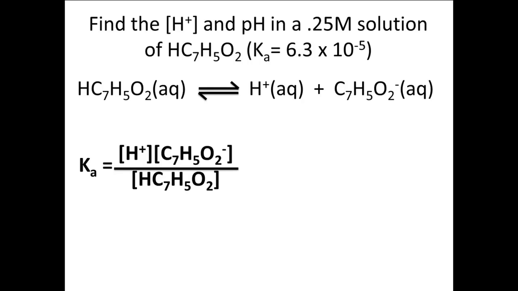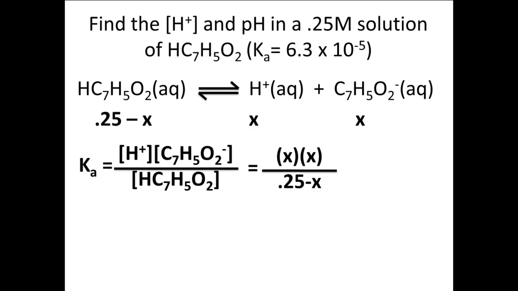The equilibrium concentrations for the three species are, for HC7H5O2, 0.25 minus X, for H plus, X, and for C7H5O2 minus, X. Substituting these values into the equilibrium expression, we get Ka equals X times X over 0.25 minus X, which is equal to 6.3 times 10 to the minus fifth.